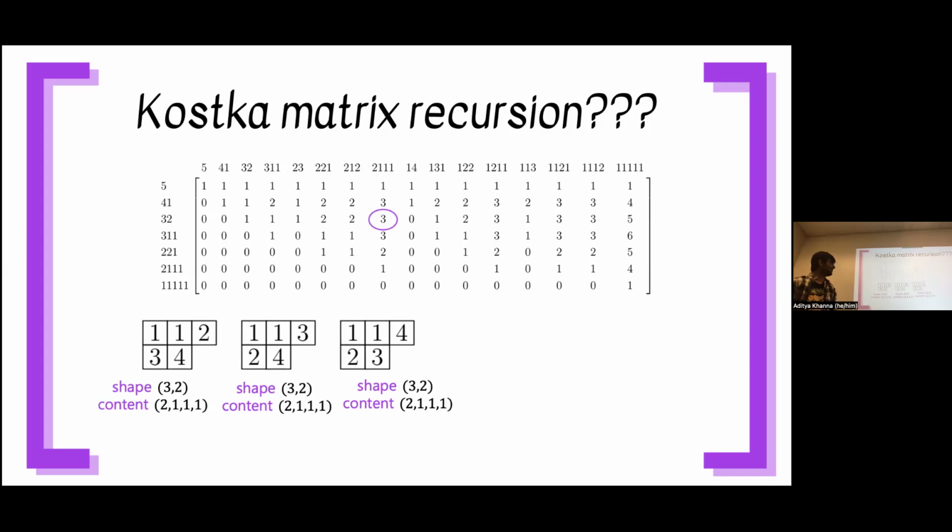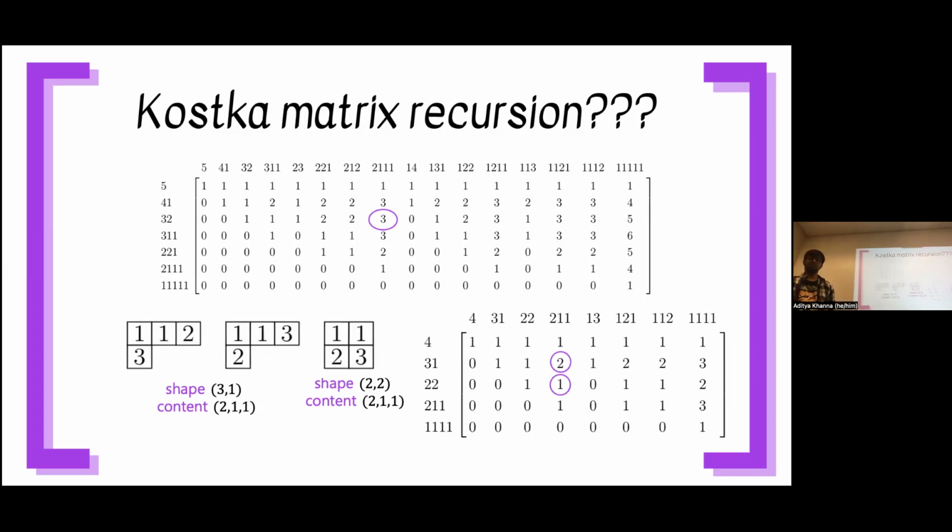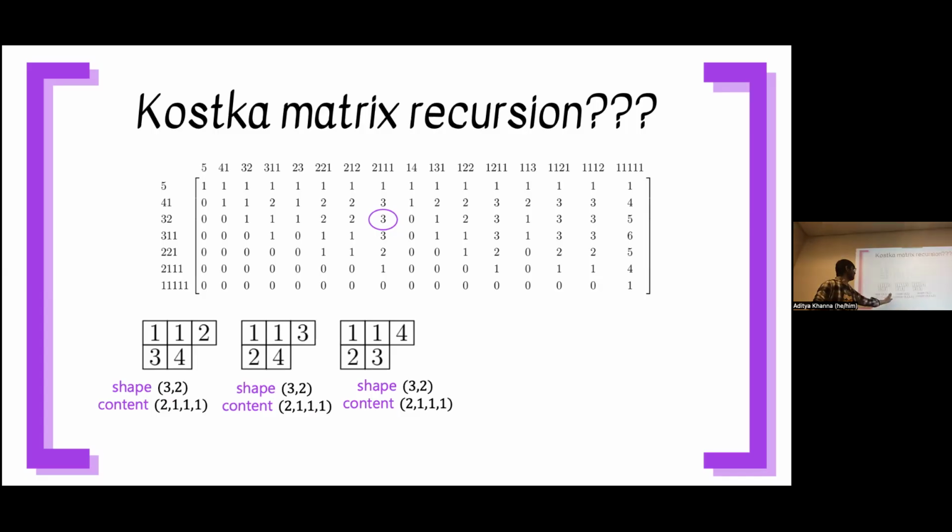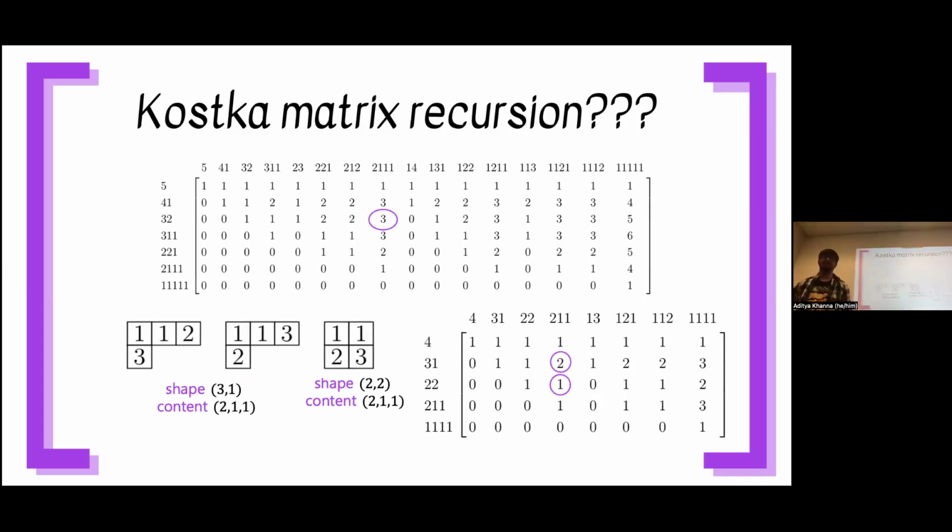Let's do that again. Doing another example hasn't hurt anyone. So we look at these 3 guys. Remove the largest indexed entry, so the 4s disappear. This disappears, that disappears. You can see that both of these disappear from the same place. So I get shape 3, 1 here and content 2, 1, 1. So I remove the last entry of each content and my shape changes like that.